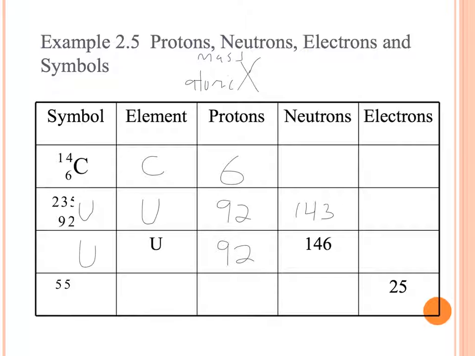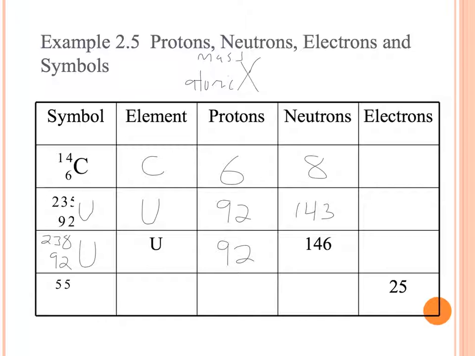The neutrons in my third one down there, my second uranium, I have 3 more neutrons that were given in this chart. It's going to be uranium-238 versus uranium-235, different forms of uranium with different masses. This carbon up here has a mass of 14, and 6 of them are protons, so the remaining 8 are going to be neutrons.